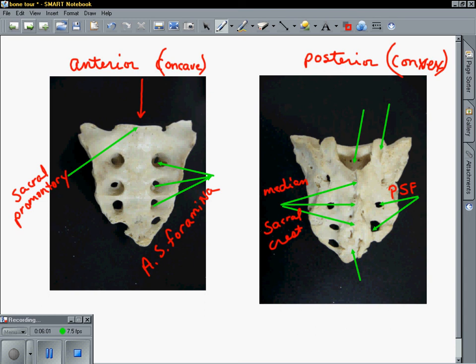We have some nice superior articulating processes on the top with their facets. We have this hole into which the cauda equina of the spinal cord passes, called the sacral canal. And then at the bottom of that sacral canal we have the sacral hiatus. It is on the bottom down here that the coccyx attaches.